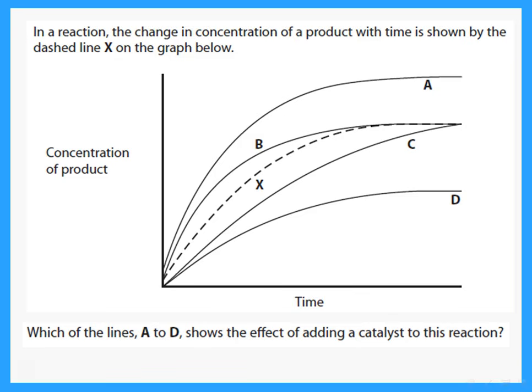Remember that we have graph X. Now, if I add a catalyst, which graph will I get? Graph B, because that is the one that is faster, with a steeper slope, and ends at the same concentration of product, since he did not mention that he was using more of the reactants.